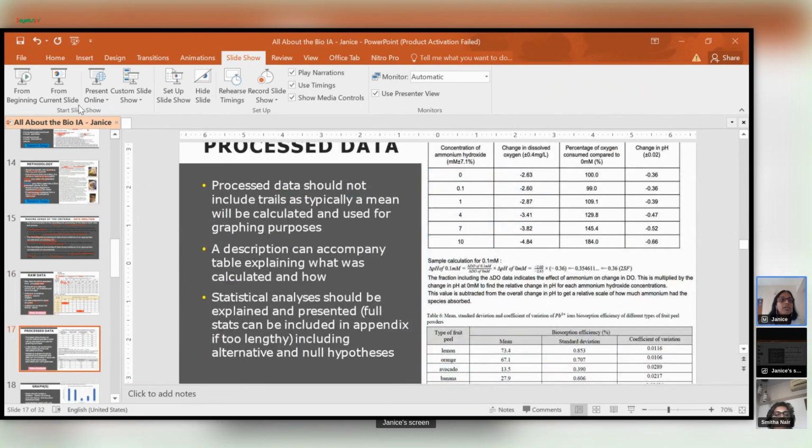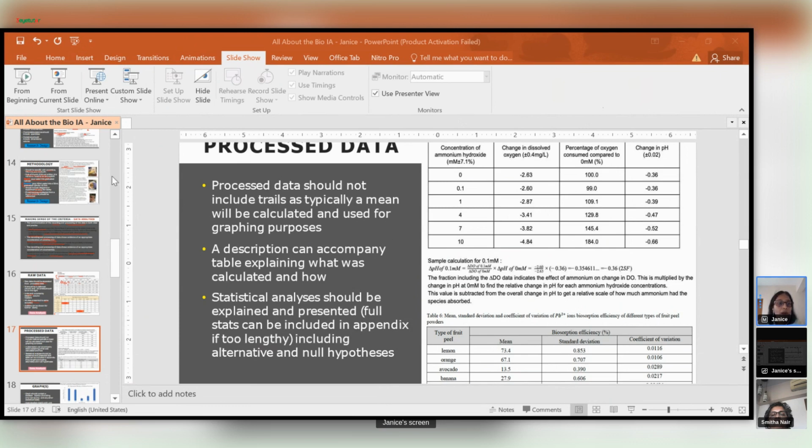Now, I'm going to show you how I have done the processing of the data. What I got over there is the concentration, and I've written the change in the dissolved oxygen. The change is what? The final minus the initial. Now, percentage. You know how to calculate percentage. This change upon the initial into 100 would be the percentage. So this is what I'm doing, processing the data.